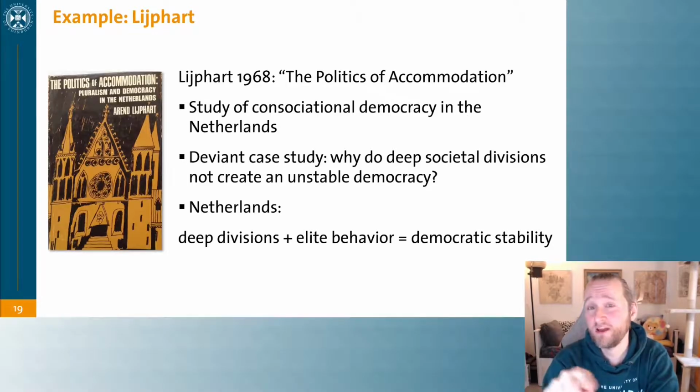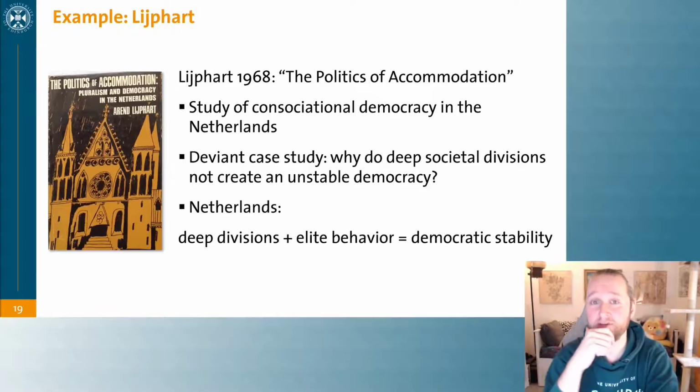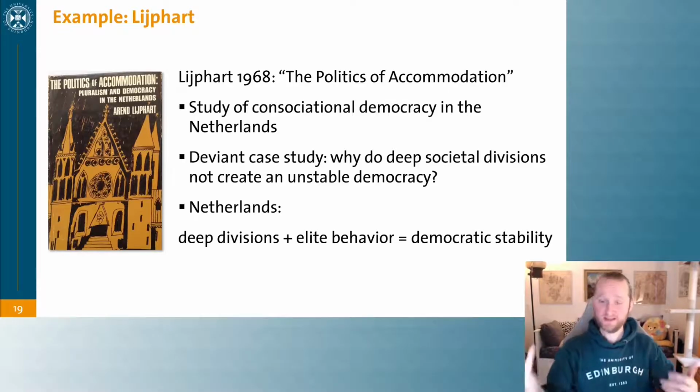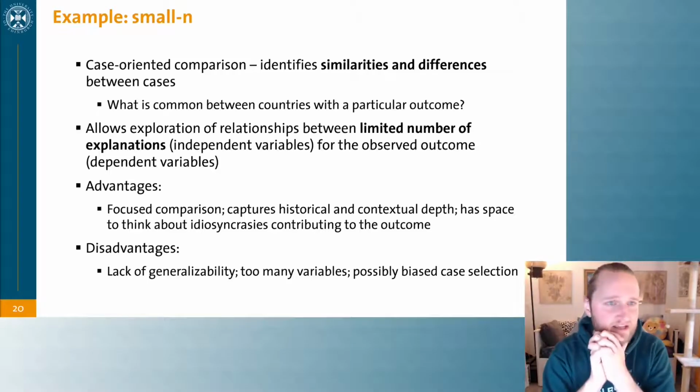Now, why is this relevant for comparative politics? Well, it's because he developed categories, concepts, and a theory here with the intention to then apply them to other contexts. So he was doing theory building in a deviant case that he could then use to maybe also explain consociational democracy in other places. So again, this is a single case study. Let's make an example for a small n study.